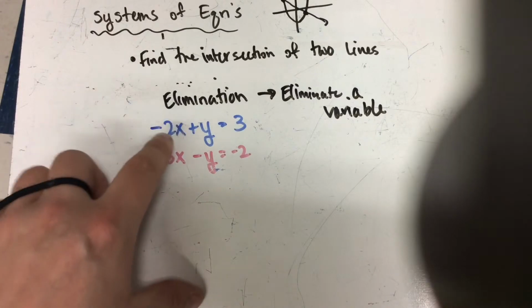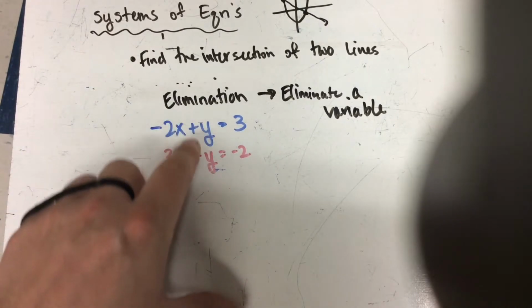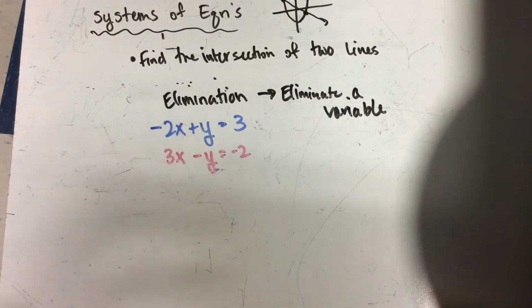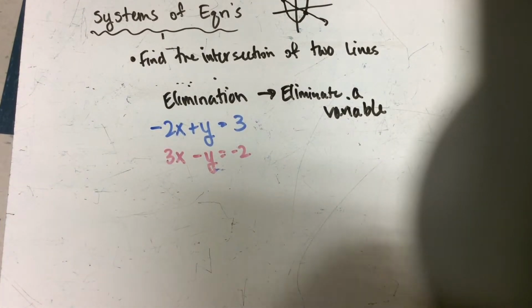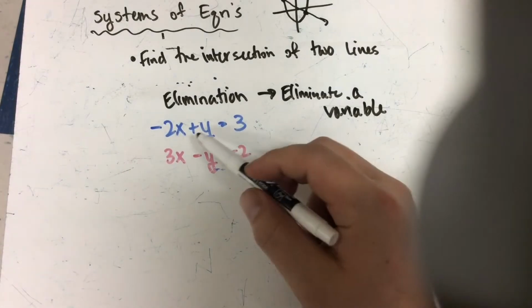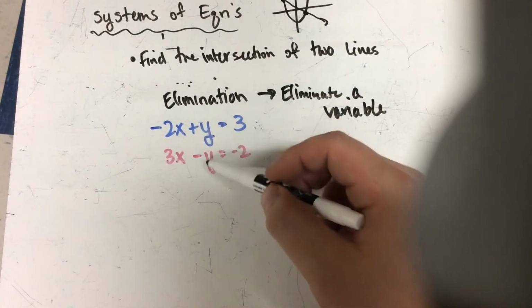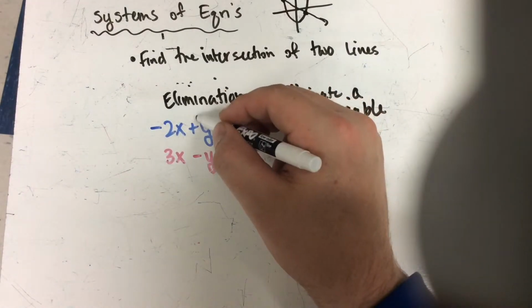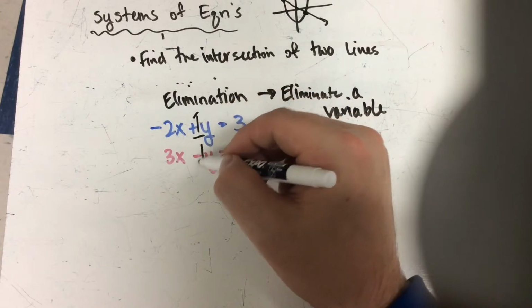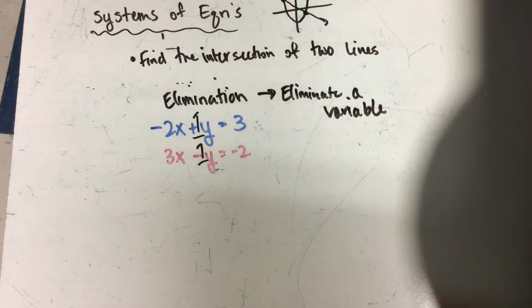And the y's here both have 1's out in front. Now, one's positive and one's negative, but that's actually a good thing for us right now, and it'll be clarified as we go through this. So, again, because the y's have the same number out in front, that being a 1, what we want to do is eliminate y.